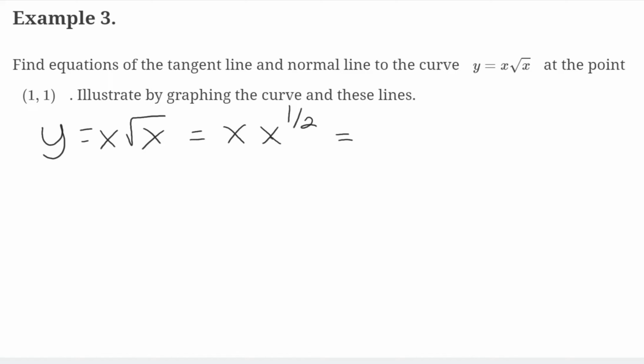What's the exponent rule when I'm multiplying and I have like bases? Add them. So 1 plus 1 half is 3 halves. Now that I have that, I can find my derivative of that. So bring down the 3 halves, subtract 1.